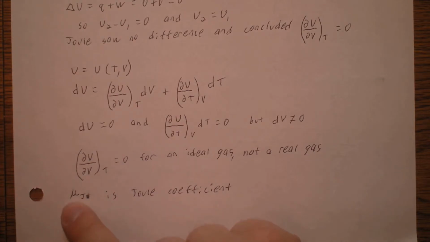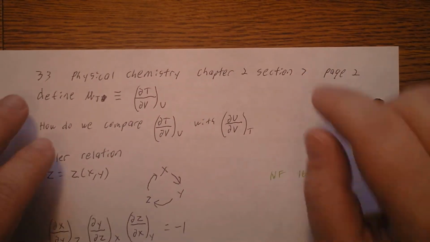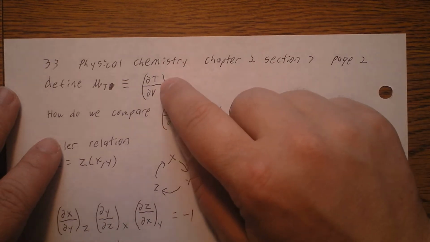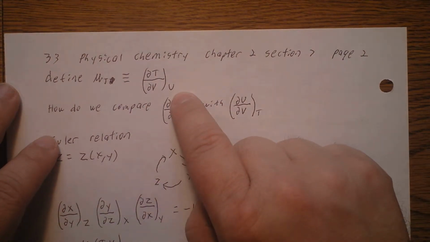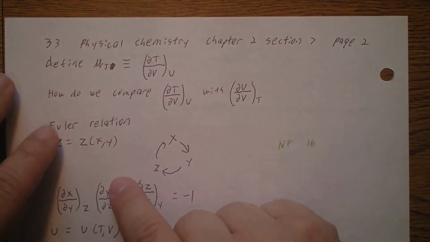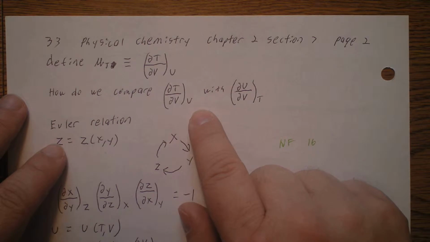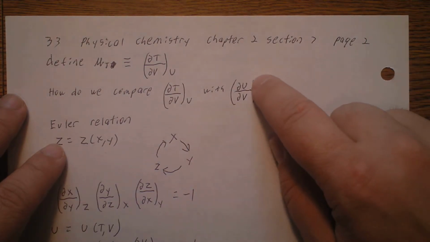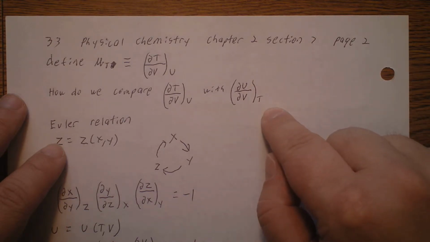Now, we're going to have mu subscript capital J to mean the Joule coefficient. We're going to define mu sub J, the Joule coefficient, as the partial derivative of temperature with respect to volume holding internal energy constant. So, how do we compare the partial derivative of temperature with respect to volume holding internal energy constant with the partial derivative of internal energy with respect to volume holding temperature constant?